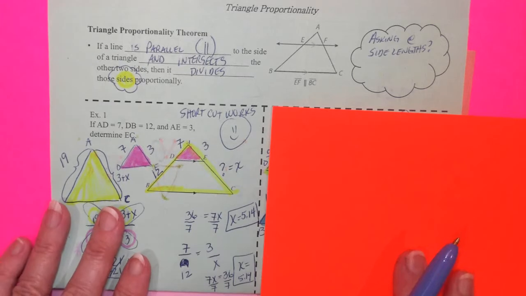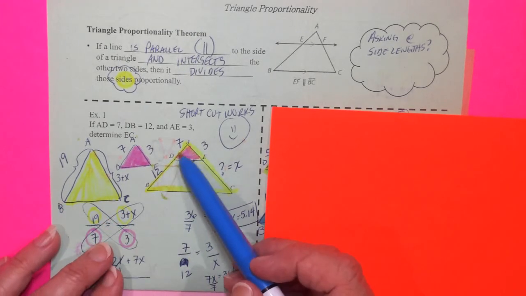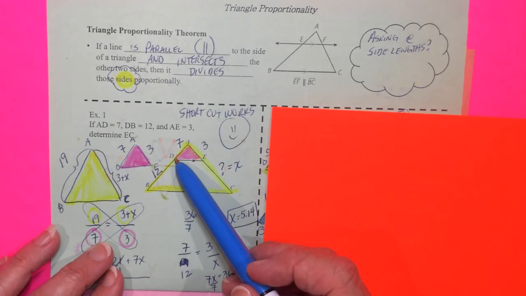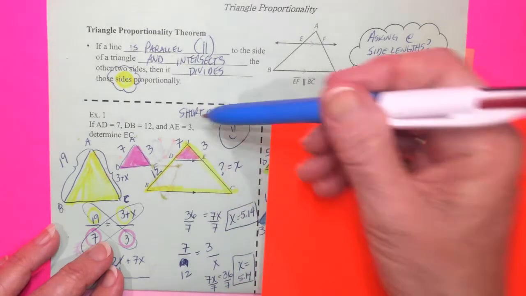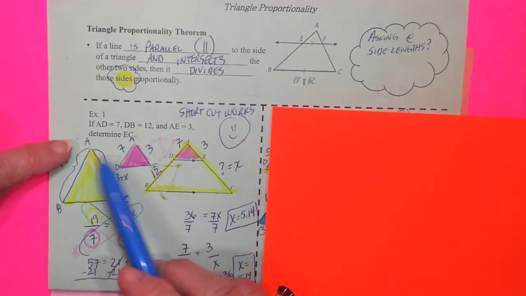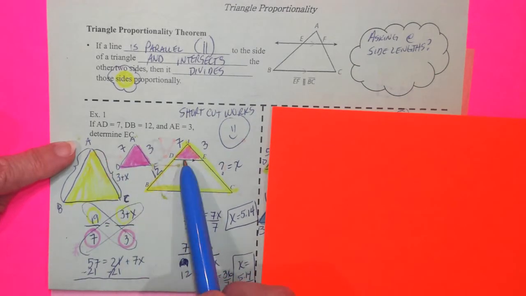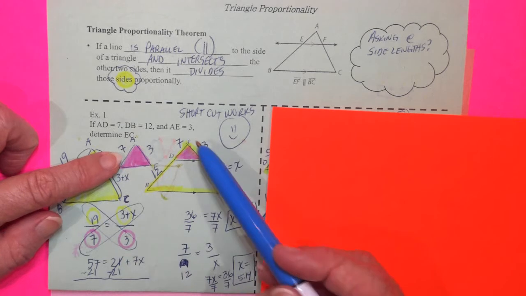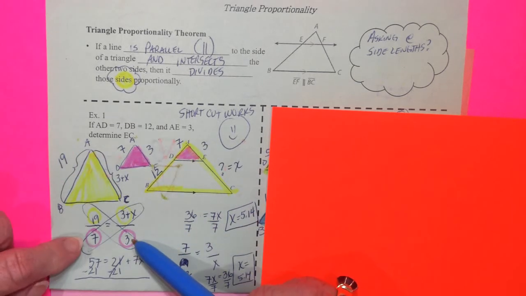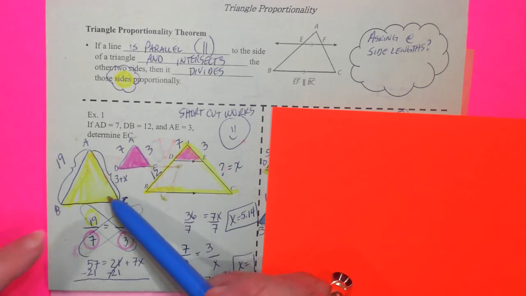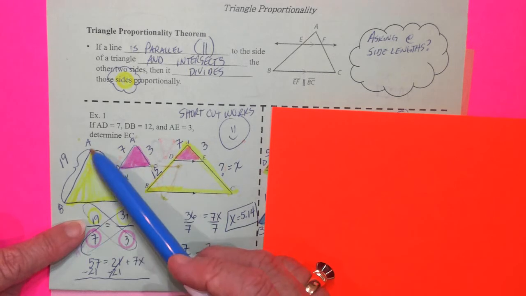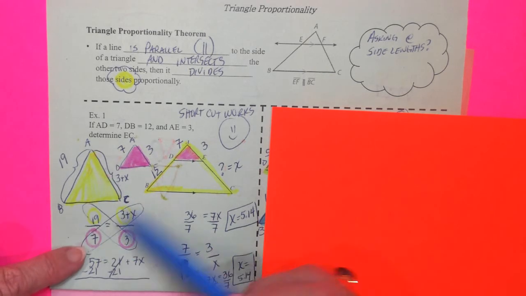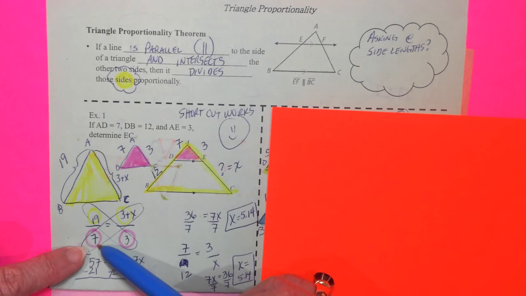Okay, in example 1, if segment AD is 7, DB is 12, and AE is 3, find EC. So again, we've talked about you can easily redraw the large yellow triangle and the small pink. When you go to set up your proportion, be careful with your ratios. Compare the two sides within the ratio. So this 7 plus 12 is 19 units for the length of the yellow side. That compares to the length of the pink side, which is 7.